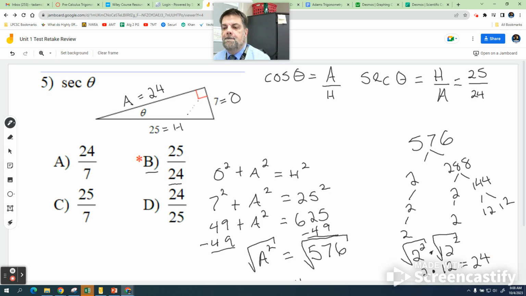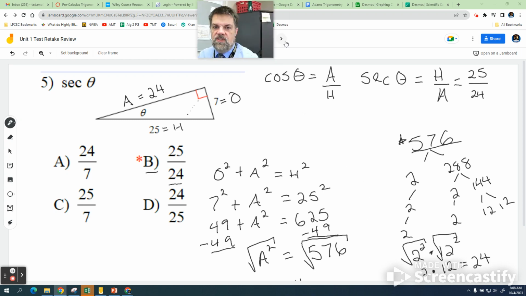Okay? Now I'm showing you this because sometimes you're going to have a square root that may not work out so nice. You might have like 3 root 5 or something, and this is the process you would use to simplify. Anyways, let's move on to the next one. Problem number 6. We're almost done.